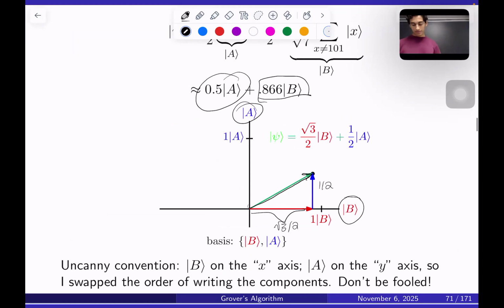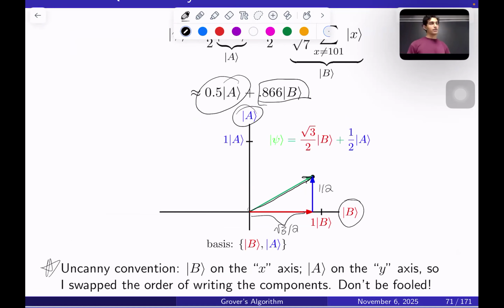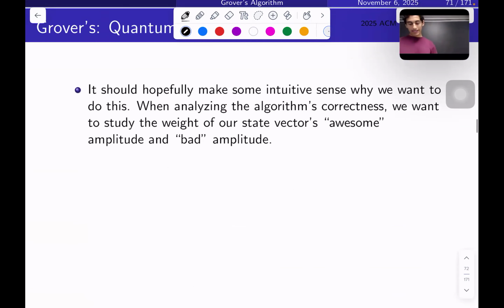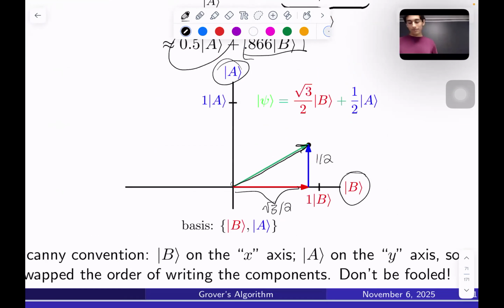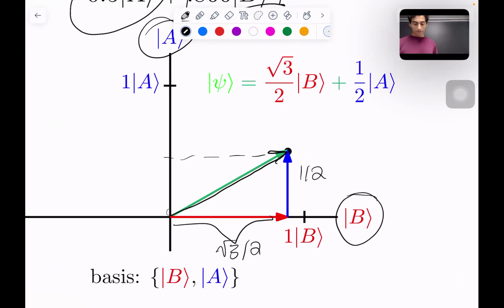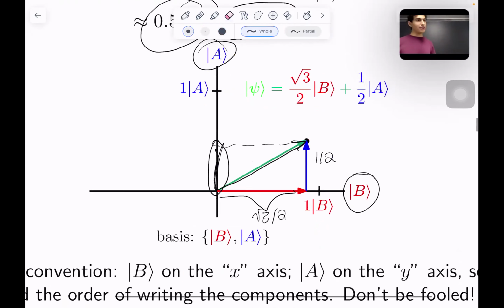Does that make sense? Again, it should hopefully make some intuitive sense why we're doing this. When we're trying to prove that our algorithm is correct, we want to see how close our vector is to the A axis, and that will give us a higher probability of measuring a right solution. If you project this vector onto the A axis, the bigger this component is, the higher the probability of measuring a good state at the end. We'll formalize that as we go. Make sense?